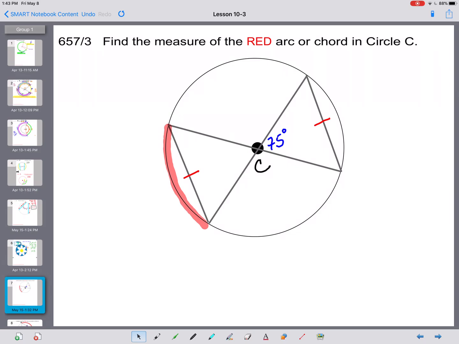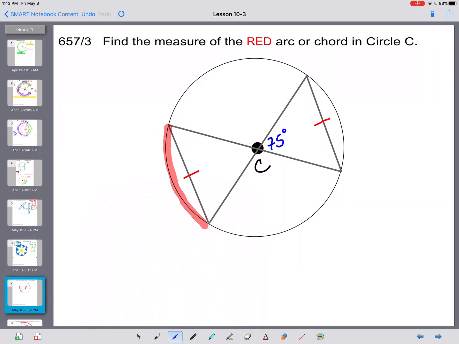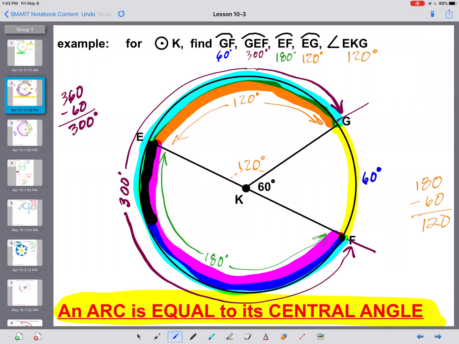Well, we've got an arc here. We've got a red arc. Well, here's the idea on this. First of all, if that's 75 degrees, vertical angles, 75 degrees. What was one of the big things? We said it right up in here. Yeah, look at the bottom.